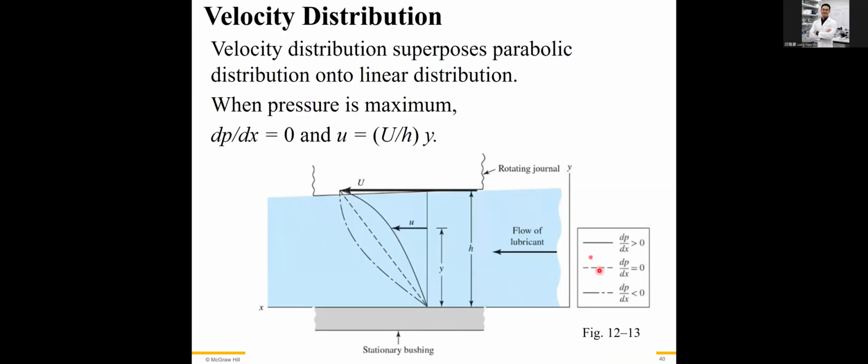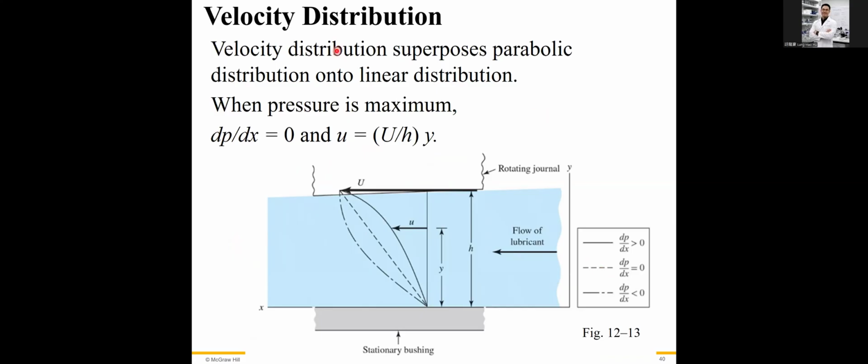And we plug C1 and C2 into the previous equation, and we get this U, the velocity profile along the y direction. The y direction is the h, the film thickness between the journal and the bearing, the journal and the bushing. Okay, so any questions?